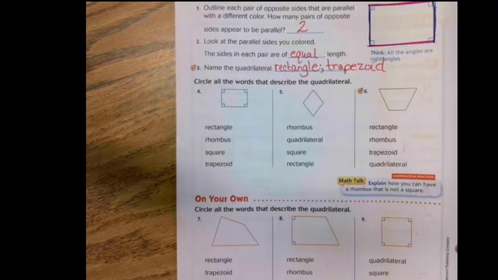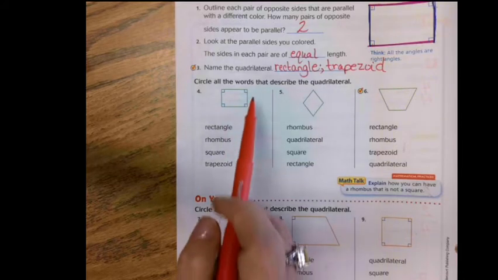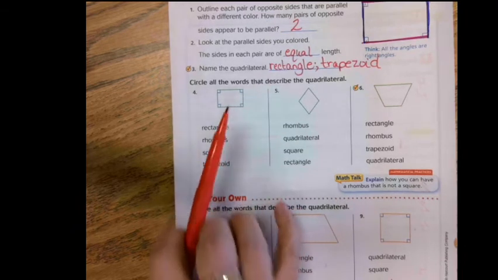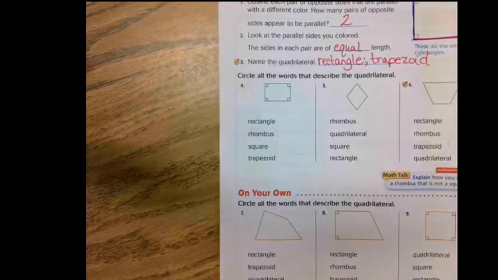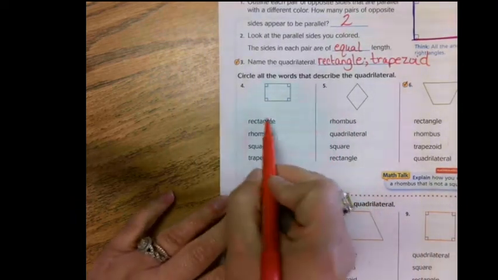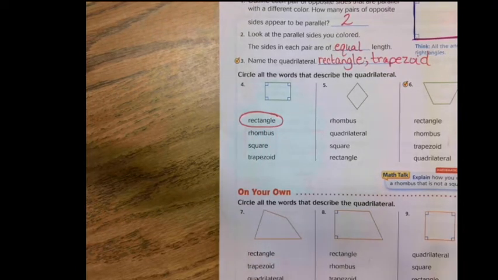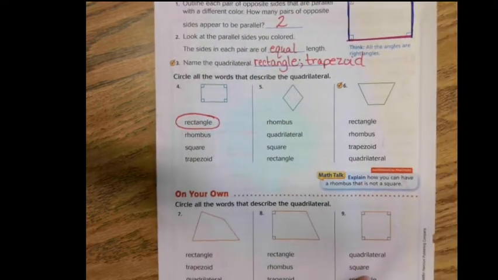Now, for 4, 5, and 6, this is where you're going to need that information from the last page. If you paused it and wrote that down, or if you took a picture, this is where you're going to need that information. It says circle all the words that describe this quadrilateral. I know what we call this shape, and you should too. So that's the first thing we are going to circle. It is a rectangle.